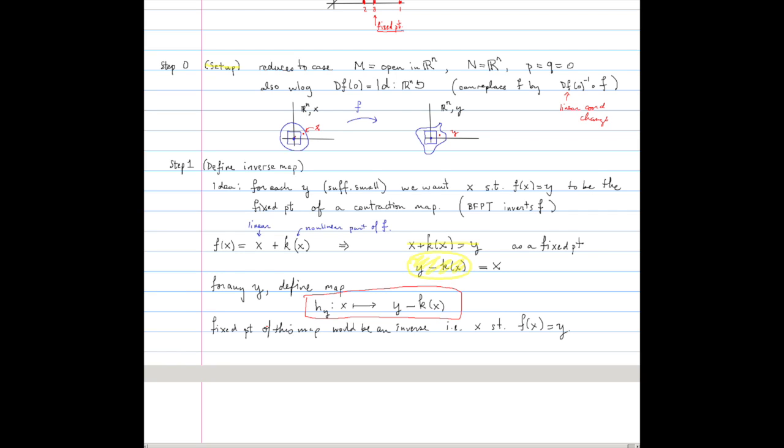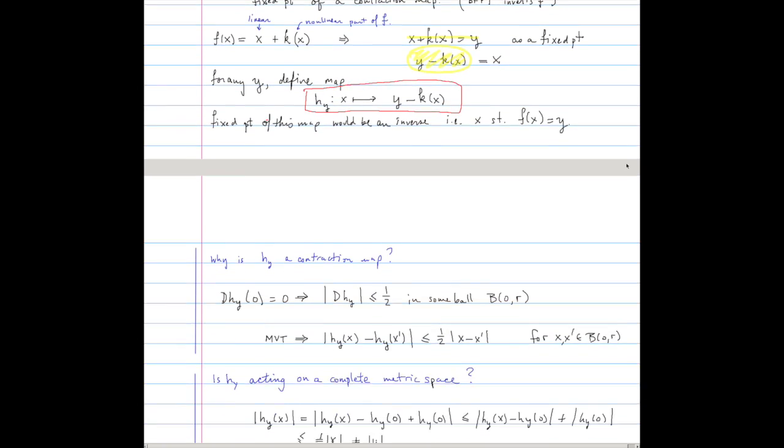So in other words, if h_y is a map from R^n to R^n, and if it's a contraction map, that's not enough because R^n is not complete. So we need to show that there's some closed ball or a compact ball in R^n such that h_y sends it to itself, and then we will be able to get a unique fixed point.